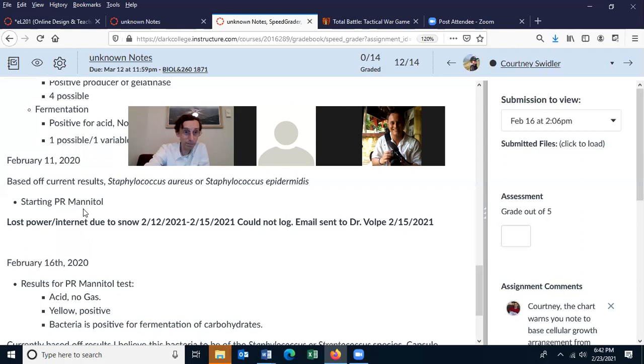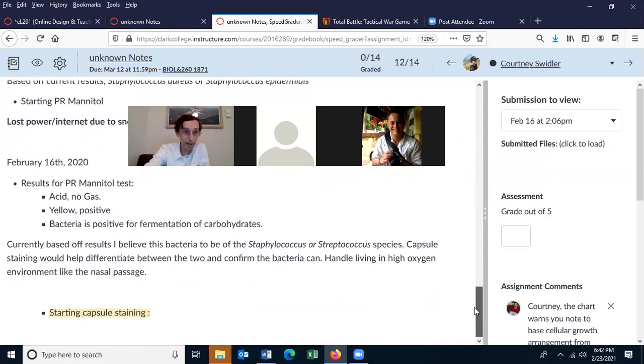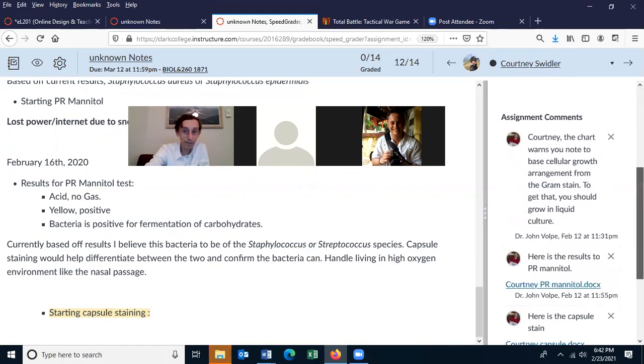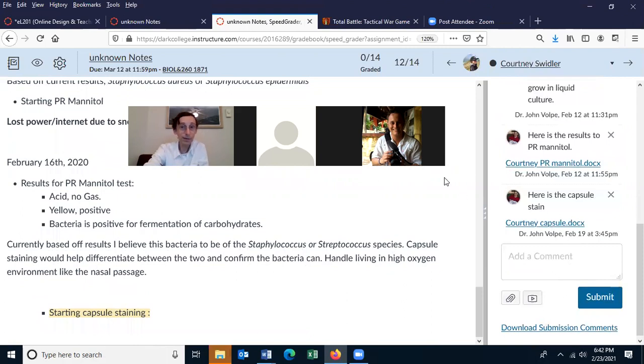But then she did the mannitol test, and that was acid, no gas. I'm not sure, but here she says it's either Staphylococcus or Streptococcus, and then she did the capsule staining to differentiate between Staphylococcus and Streptococcus. She doesn't have the results put up yet for the capsule stain, but I sent her the results. Okay, any question about any of that?